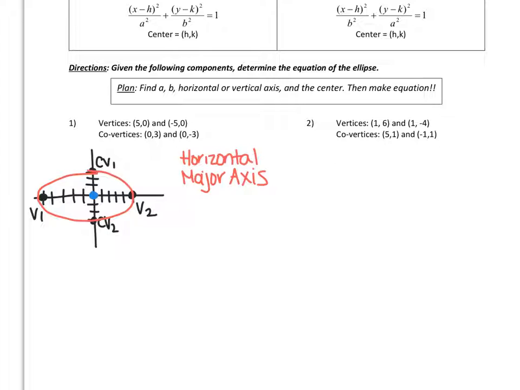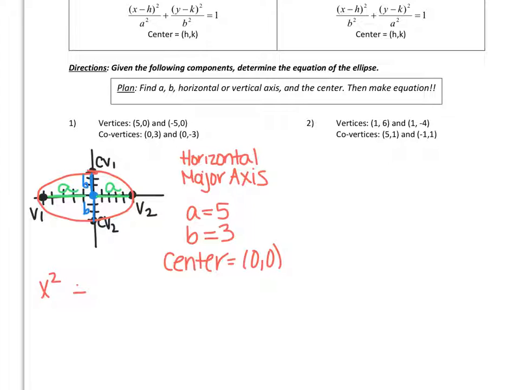This tells us our a value: from here to here is a, from here to here is also a. It also tells us what our b value is, which is from here to here and here to here, right? So our a is on our vertices and our b is on our co-vertices. So this means my a must be 5 and my b must be 3. And we just discussed that the center is at the origin. So we have enough information now.